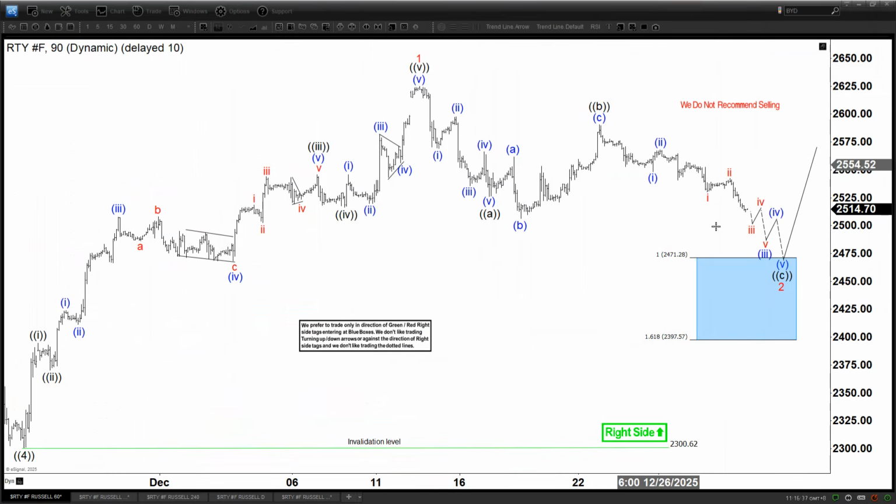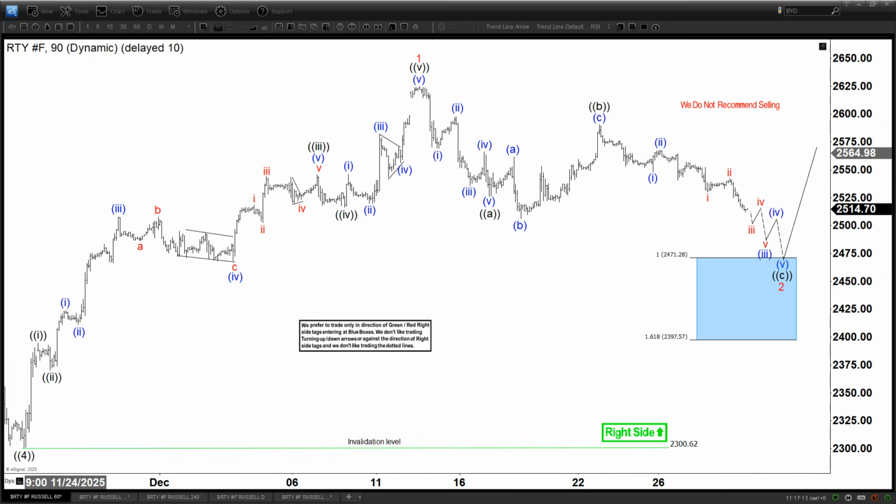We are looking for the index now to pull back, and the pullback is in the form of a zigzag, right? So a zigzag is an ABC, where you can get the A leg in 5 waves and the C leg also in 5 waves. Now here, the B is in the form of an expanded flat, and the C is in progress now with a 5 waves subdivision.